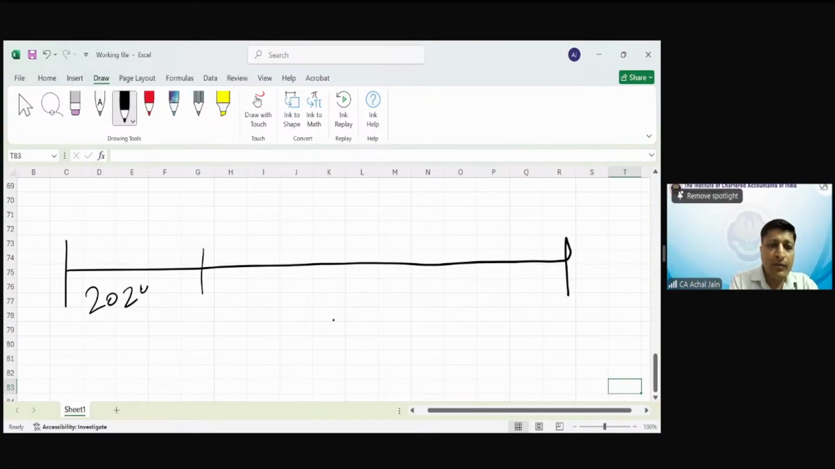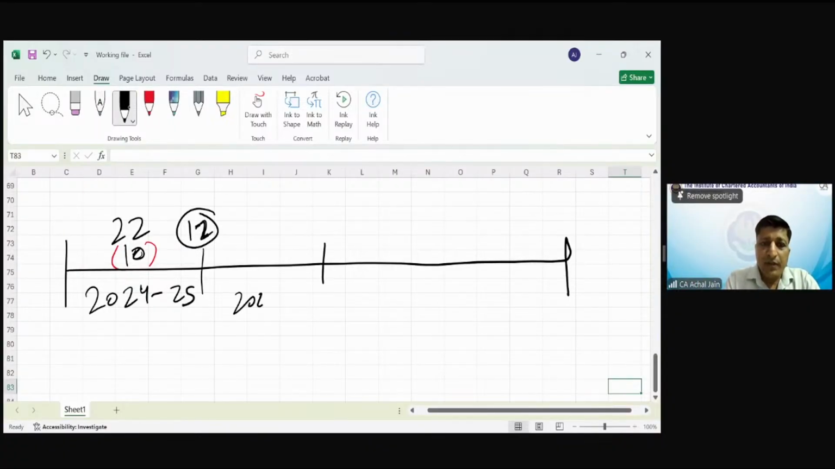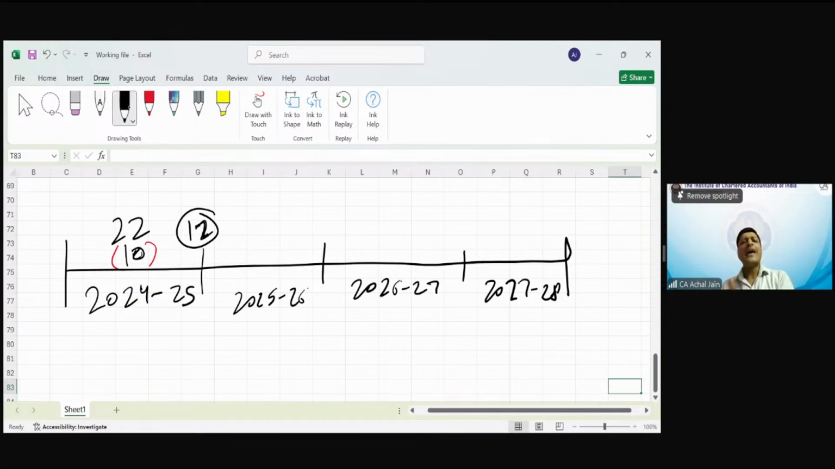Let's suppose we are in 24-25. Employee has got a quota of 22 leaves. Say these leaves are unavailed, 10 have been availed, and 12 are pending. Now the question arises that these 12 can be carried forward to future periods. So say this is 25, 26, 26, 27, 27, 28. Let's suppose there is no capping. Till retirement, employee can carry this forward.